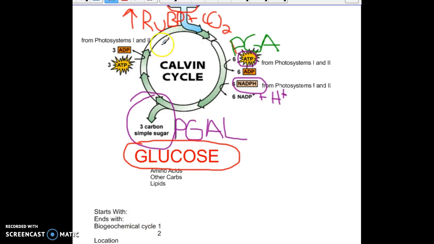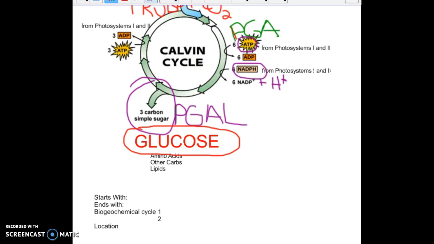It's pretty simple. So let's talk about what it starts with, what it ends with, and the biogeochemical cycle. So it started with RUBP and CO2, and it ended with glucose. Some other things too, but glucose is what I really care about. So it ended with glucose.